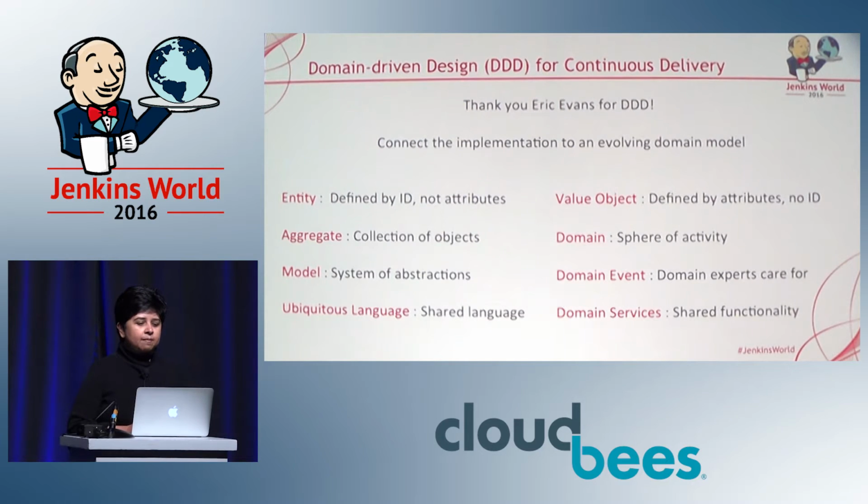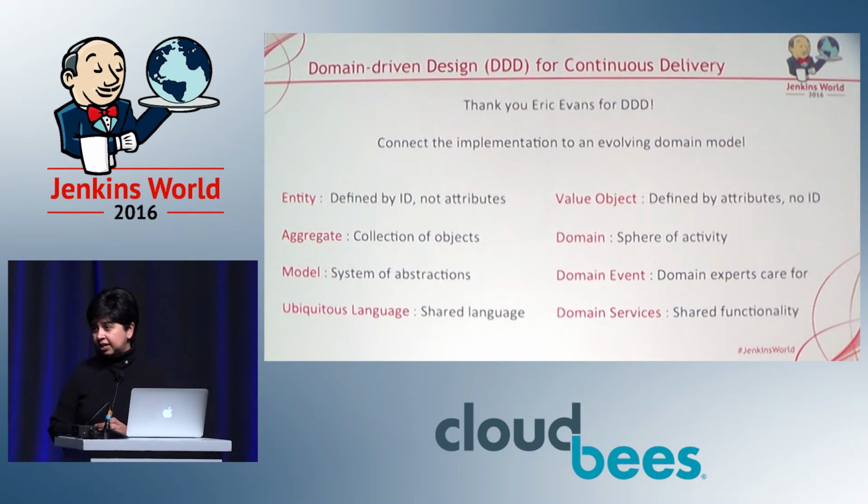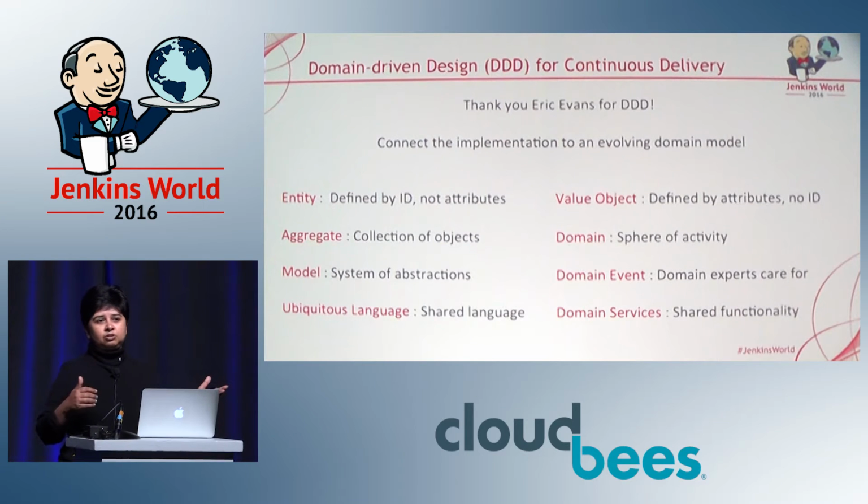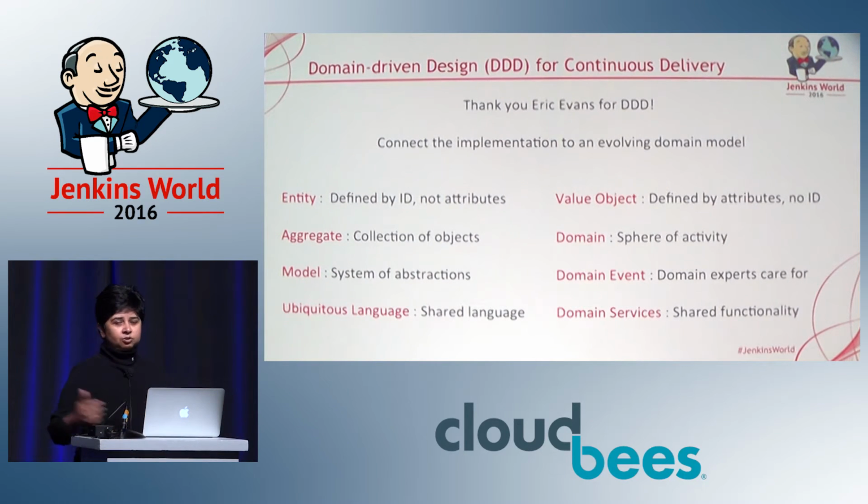The model is a system of abstractions. This we'll do a deep dive on a little bit later. We'll model the pipeline. By pipeline, when I say continuous delivery, I mean we are going all the way from source to production, all the way from left to right as we know it, and we'll try to model a pipeline and see what it really entails.